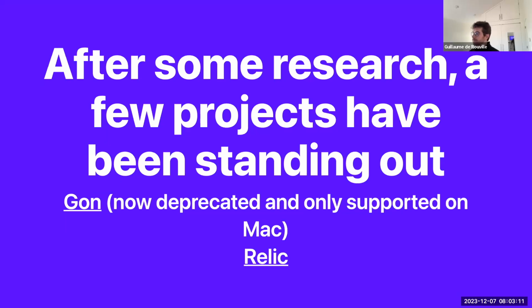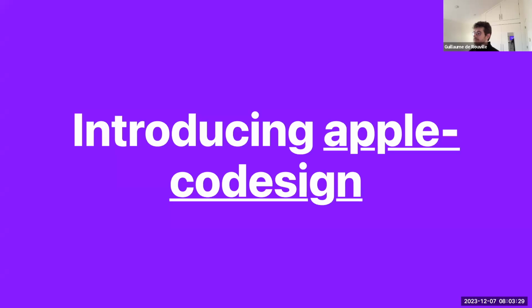Because you can code the pipeline in any way. So basically I did a bit of research. I've been checking some projects that already exist. There is gon, for example, that has now been deprecated and is supported on Mac. And there's been Relic. But the one I'm going to talk about today is Apple CodeSign. So Apple CodeSign is, let me jump right to it.